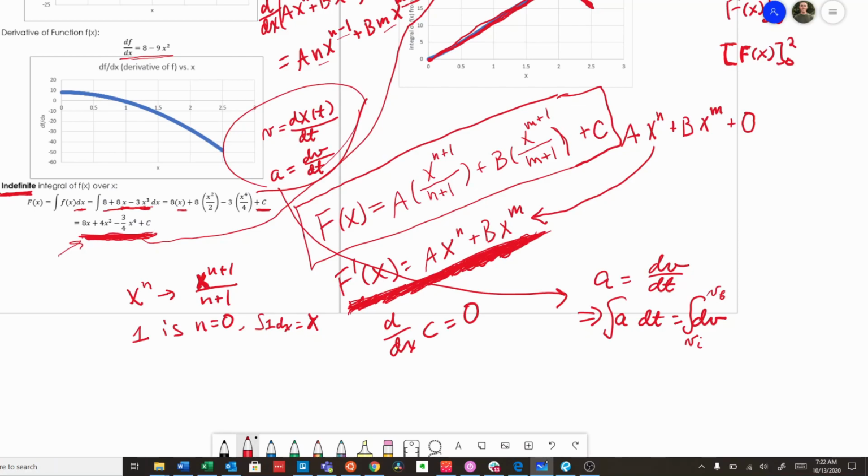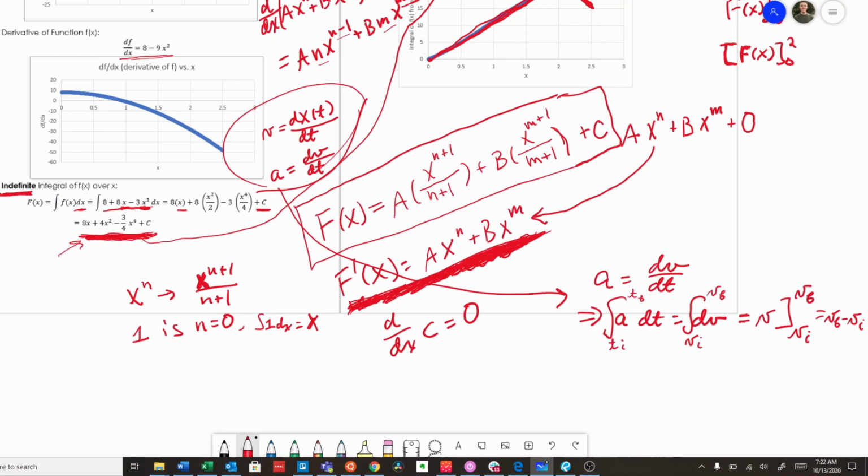Here, the integral is over time, so v initial is the value of the velocity v at t initial. v final is the value of the velocity at t final. So on the right-hand side, the antiderivative of 1 dv is just v. So I would have v from v initial to v final. In other words, I have v final minus v initial.